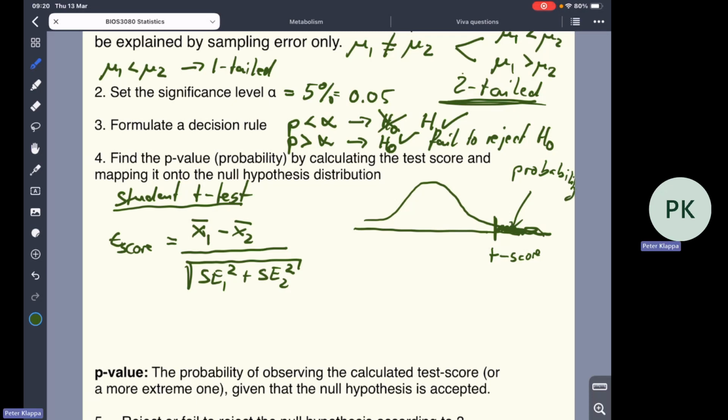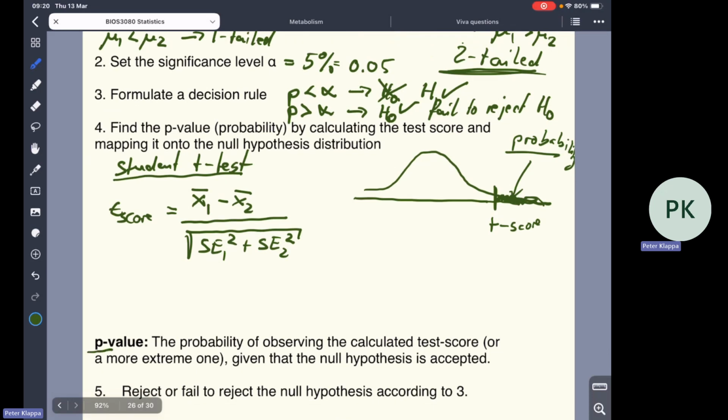Yeah, that is the principle. And that gives us this probability, that gives us this p-value.